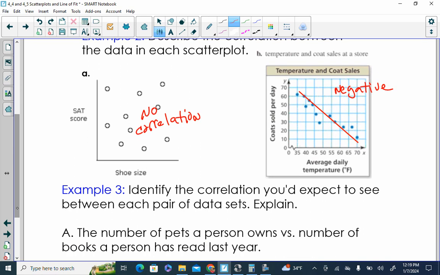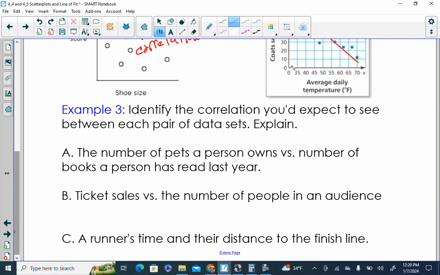You don't have to identify it as a strong negative because it's kind of hard to tell. There is some space, but they are generally along the line. So just identifying it as a negative correlation, that's going to be fine.